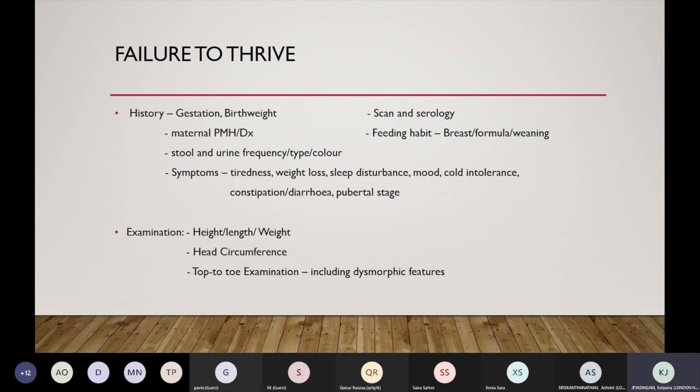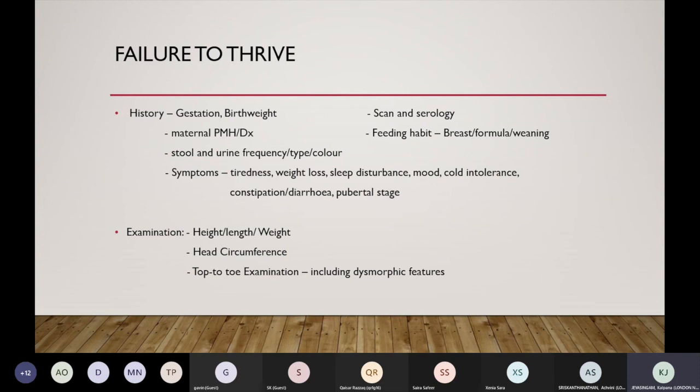Starting off with when the baby was born. How old was the baby when they were born? What gestation week were they, and how much did they weigh? Then you want to find out about the antenatal story. How was the scan? How was the serology, i.e. did mom have Hep B, Hep C, HIV? How was mom during the pregnancy? Did she take any medications?